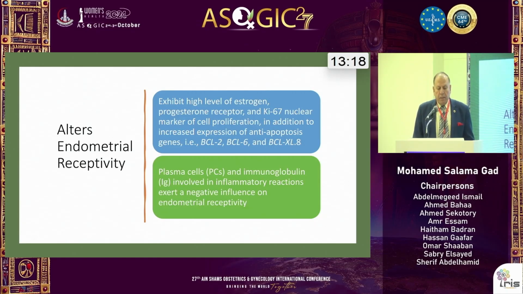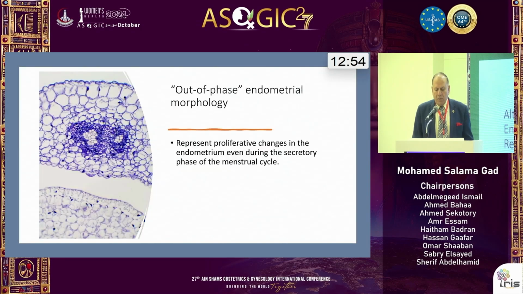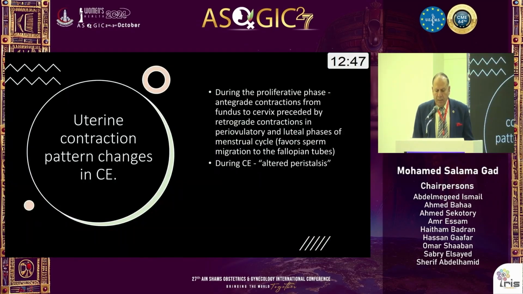Regarding the altered endometrial receptivity, there will be a progressively high level of estrogen and progesterone receptors. At the same time, plasma cells and the immunoglobulins involved in the inflammatory reaction exert a negative influence on the endometrial receptivity. Out of phase endometrial morphology is also present, and altered peristalsis of the uterus is present.